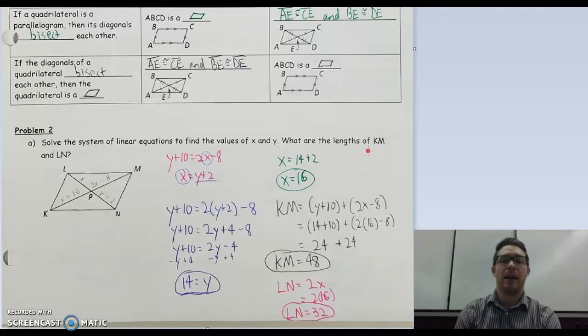If I want to find KM, I could plug into both of those. So what I did in my work was I plugged in my answer for x and I plugged in my answer for y, because if I add those 2 segments together, that would be the length of KM.